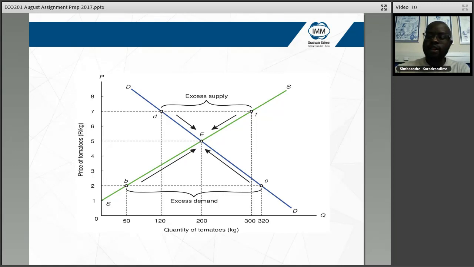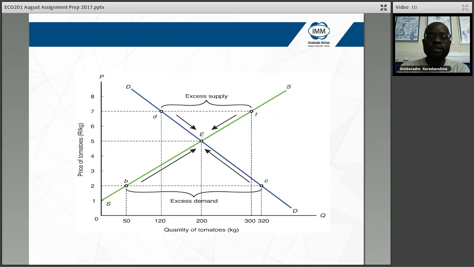Our supply and our demand. So we now look at market equilibrium. At equilibrium, the quantity that is supplied is equal to the quantity that is demanded. If you look at the diagram on the slide, you find that our equilibrium price for tomatoes is 5 rand, because at that point our quantity supplied is exactly equal to our quantity demanded, right?